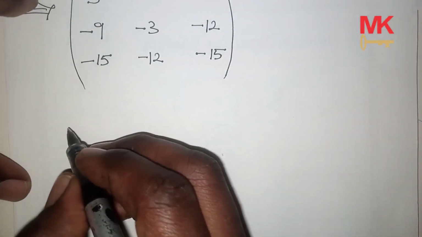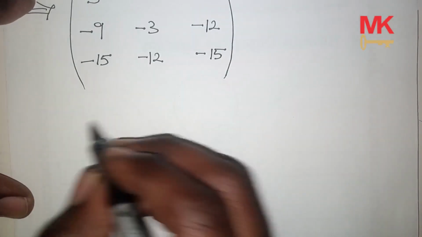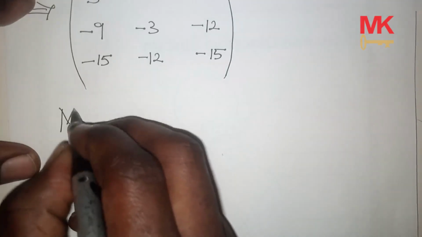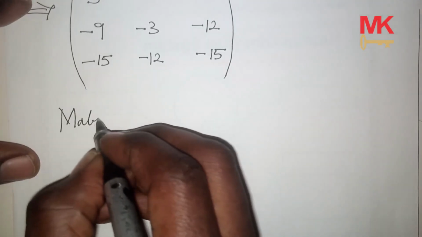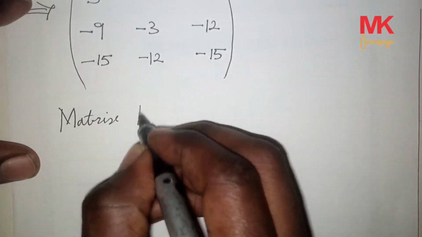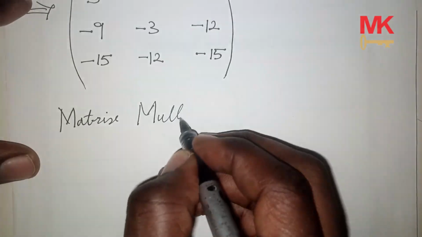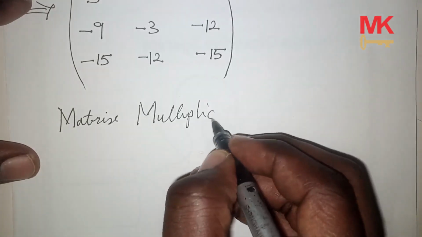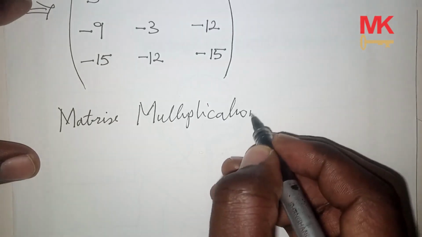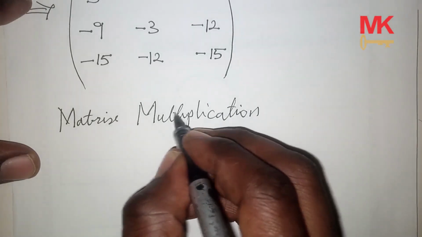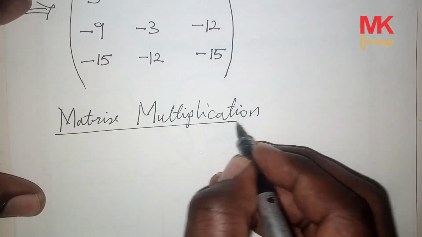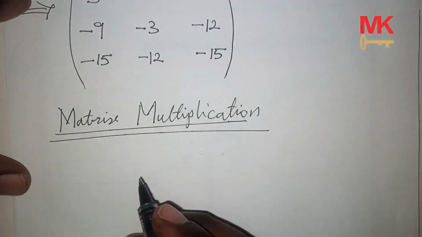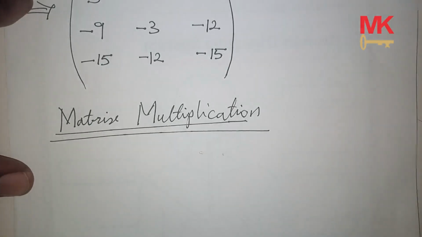Okay, so now let's look at matrix multiplication. Matrix multiplication means in this case, two matrices are going to be multiplying themselves. There is something very important you need to know, so I'm going to write it out here.